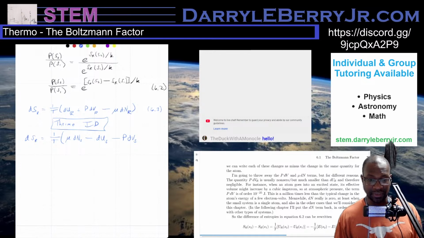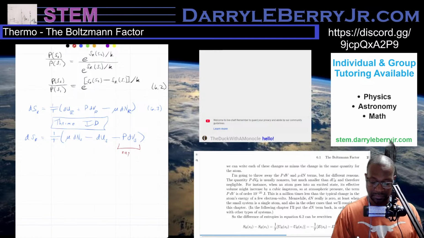I'm going to throw away the PdV and mu dN terms, but for different reasons. The quantity P dV_R is usually non-zero, but much smaller than dU_R and therefore negligible. If the atom goes into an excited state, its effective volume increases by a cubic angstrom. At atmospheric pressure, the term PdV is of order 10 to the negative 25 joules. This is 1,000,000 times less than the typical change in the atom's energy of a few electron volts.